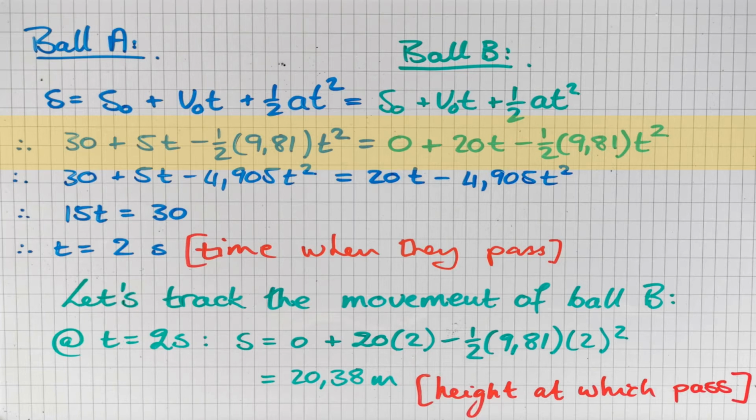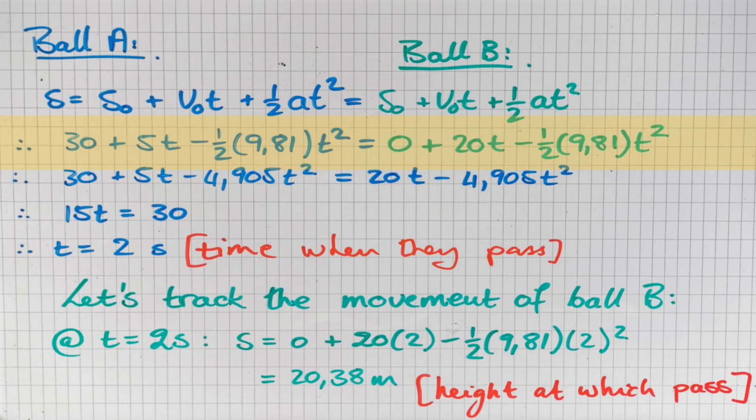So for ball A, 30 plus 5t, that is 5, that is our V0, minus a half, 9.81, gravitational acceleration. Why a minus? Because we take gravitational acceleration as negative downwards. And in both cases, the balls have been thrown upwards, so the initial velocity is positive. t squared is equal to 0, that's the initial position of ball B, plus 20t, 20, that is the initial velocity of ball B going 20 meters per second upwards, minus a half, 9.81, again, gravitational acceleration, multiplied by t squared.